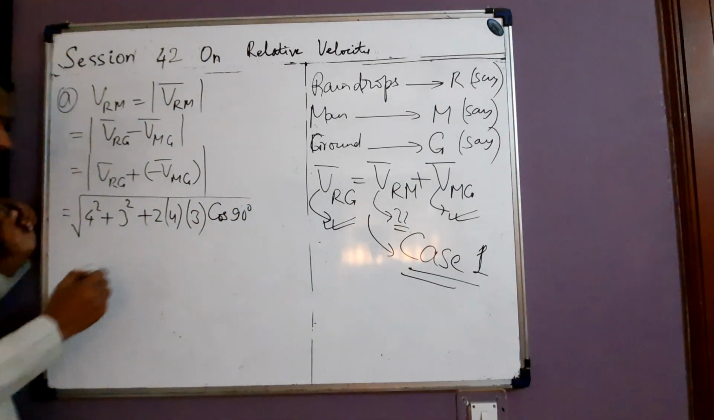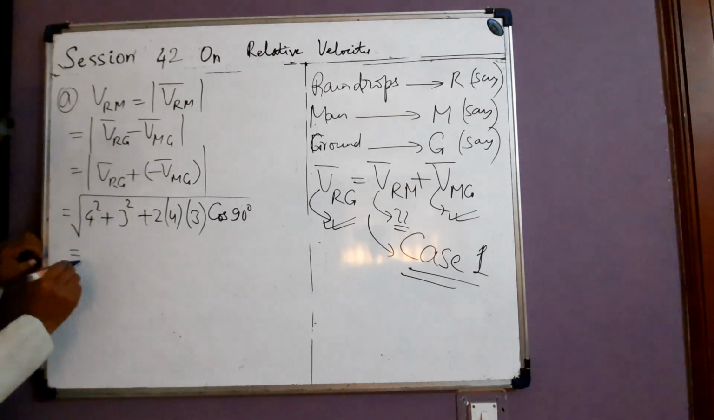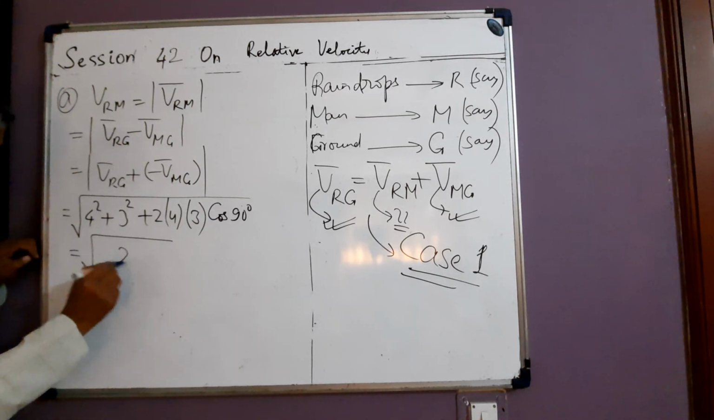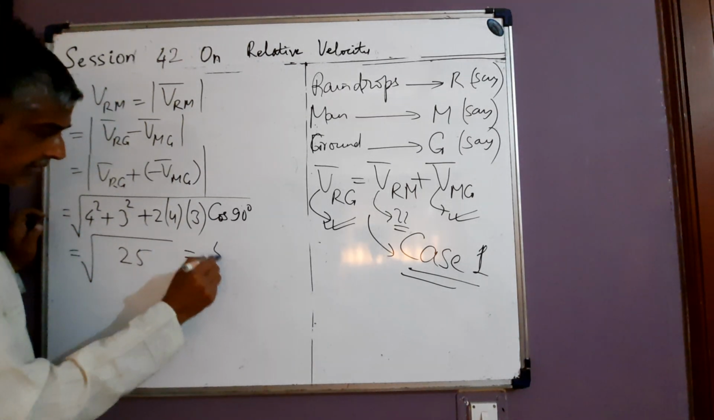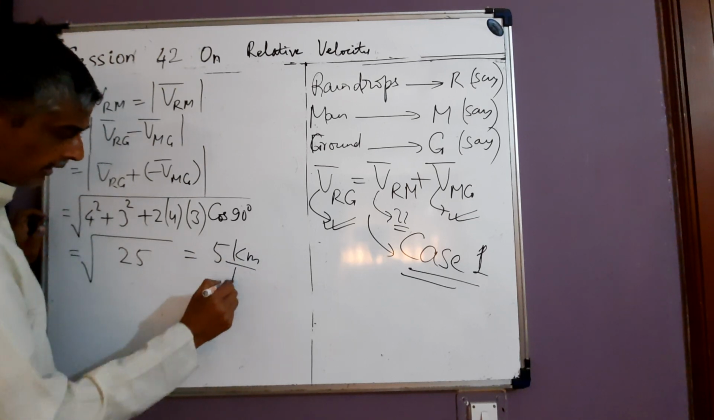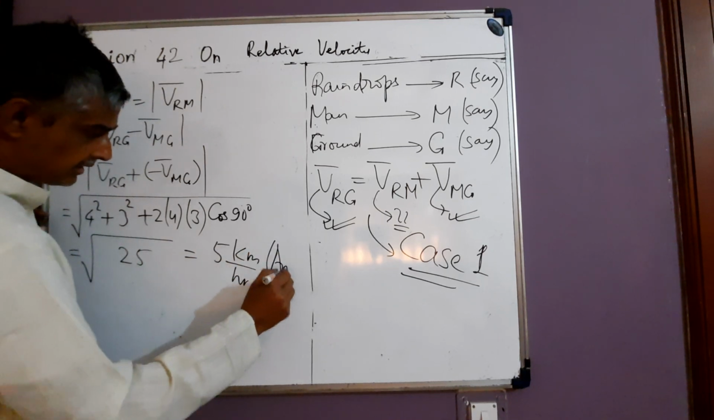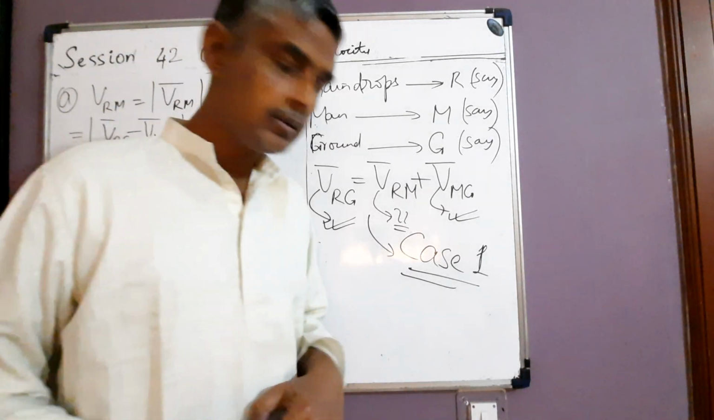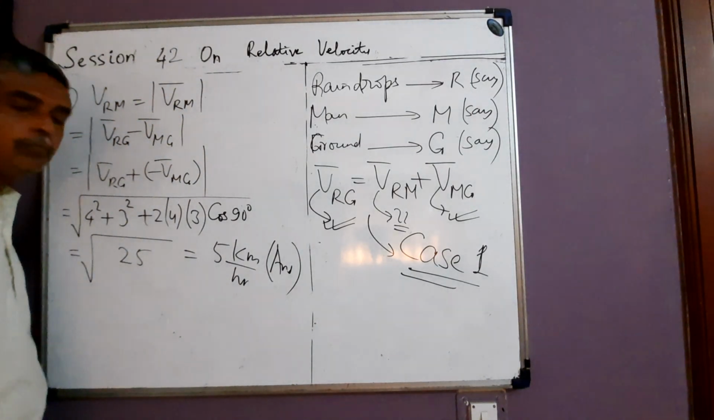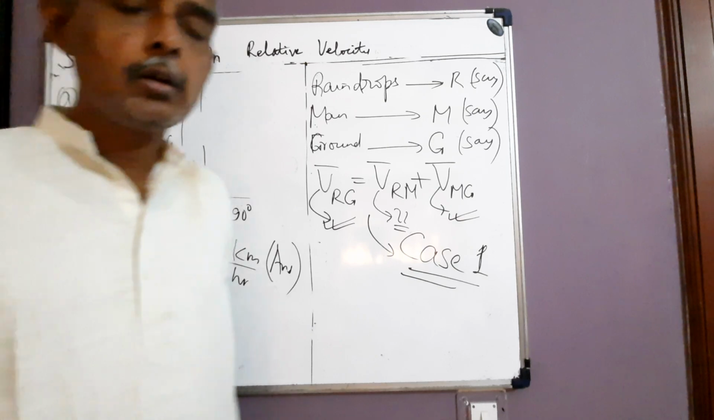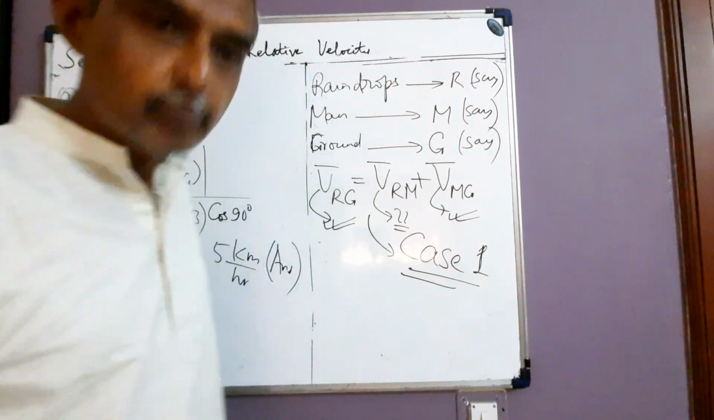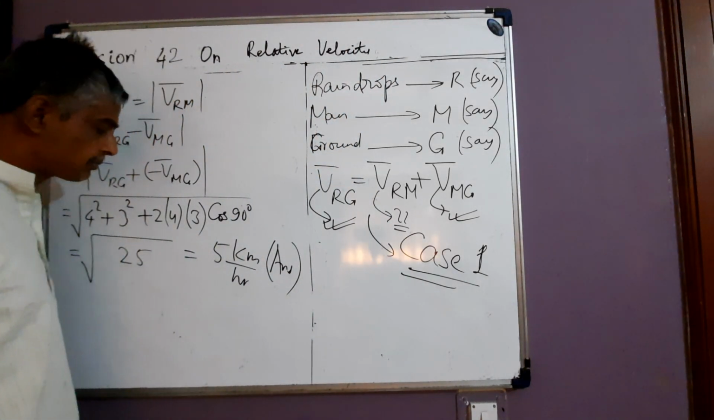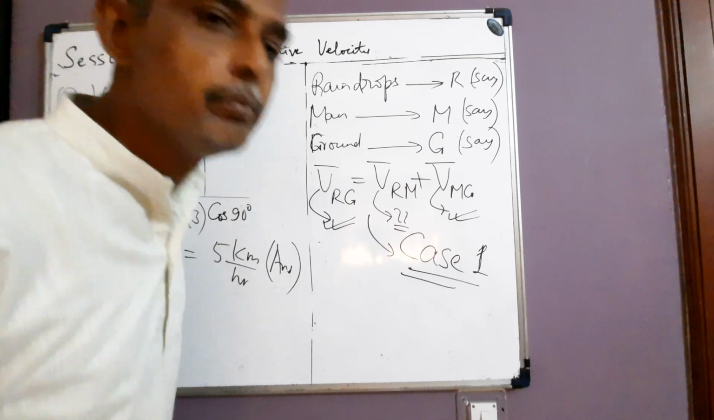Cos of 90 degree. Cos 90 degree is 0. So, this becomes 4 square plus 3 square, that is 25. That is equal to 5 km per hour. One answer has been obtained. The speed of raindrop as seen by the person will be equal to 5 km per hour. That is the speed of the raindrop with respect to man.